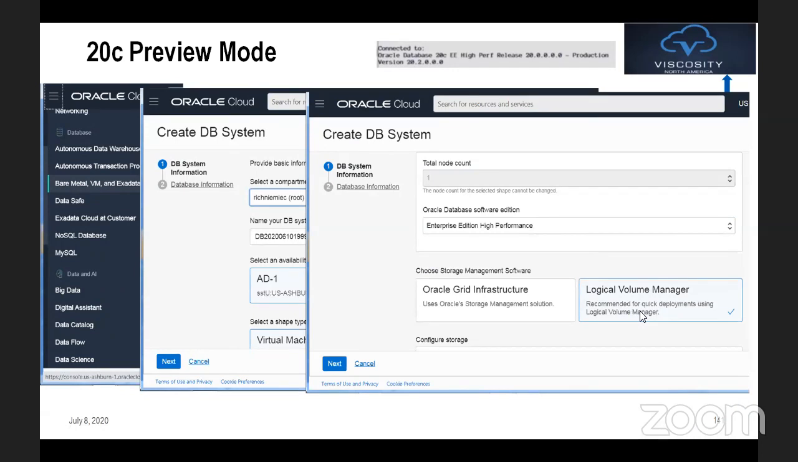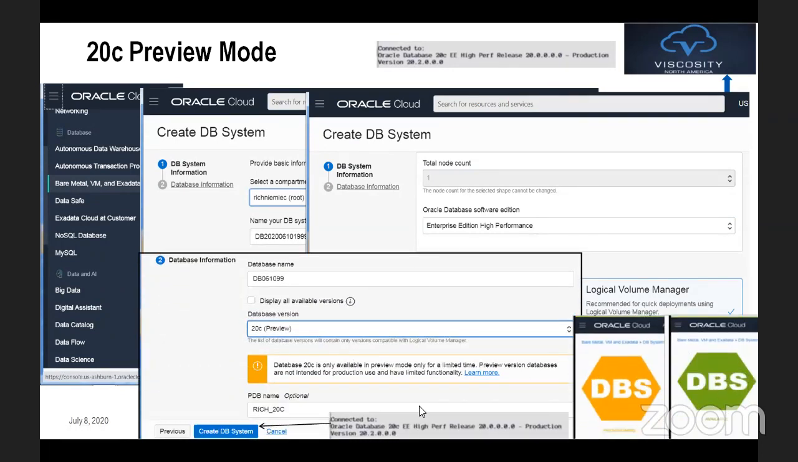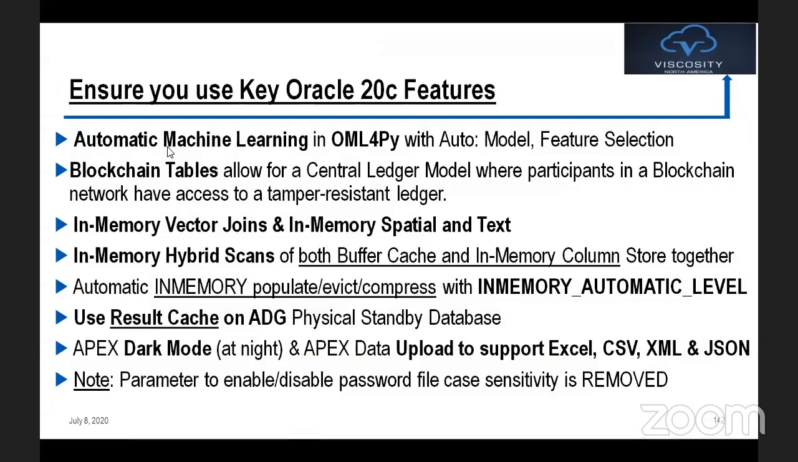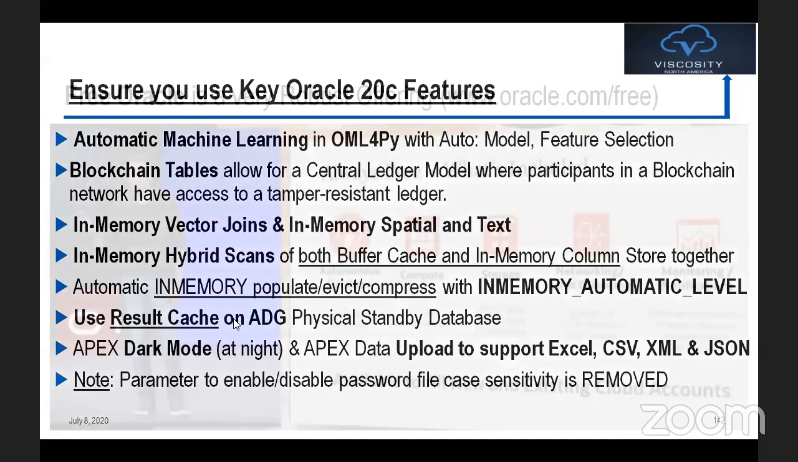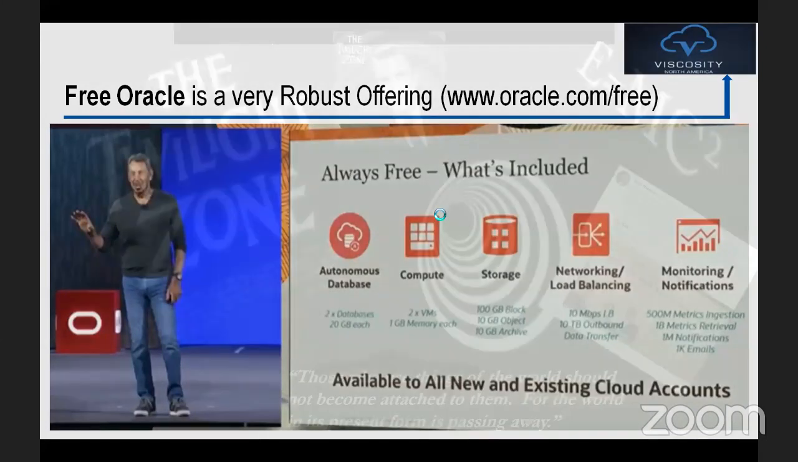But you can go to also 20c preview mode where I pick something, a logical volume manager. Oh, I'm going to do 20c preview, pull up that database, and it's 20.2. So I could also take a look at that if I want. But are we using 20c features, automatic machine learning, in-memory vector joins, in-memory hybrid scans? Am I prepared for that when I go to 19? Then there's a free version of Oracle as well. I won't go into that, but just to let you know.